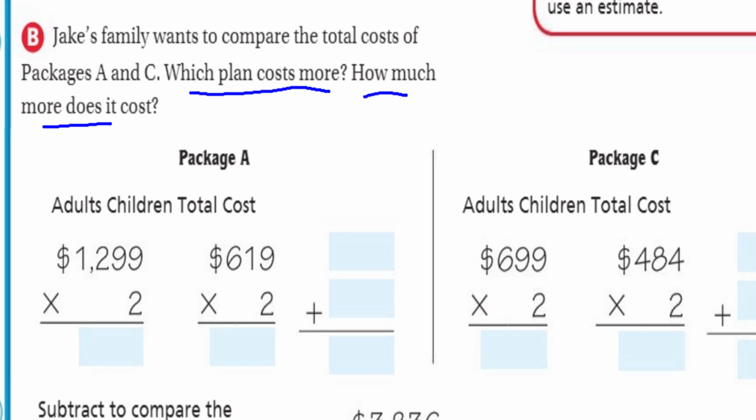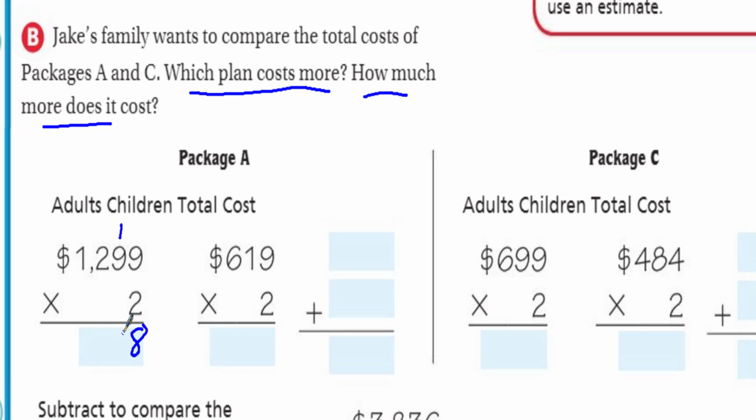Okay, well, package A, this is adults, children's total cost. So we have 1,299 times 2 because we have 2 adults and that's the cost. So I guess, okay, we're just doing this on our own now, looks like. Okay, well, 9 times 2 because we need to multiply the ones is 18. So we're going to have 18 ones, but we can't leave the 18 ones there. We have to carry that and turn that 10 ones into a 10. That's why he goes up there. 9 times 2 again is 18, but now we're talking 18 tens.